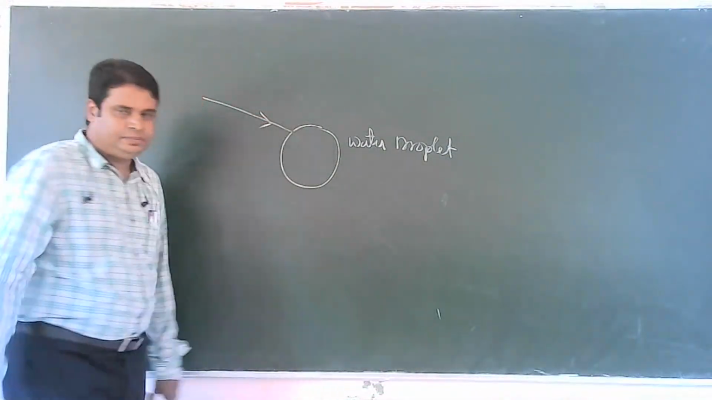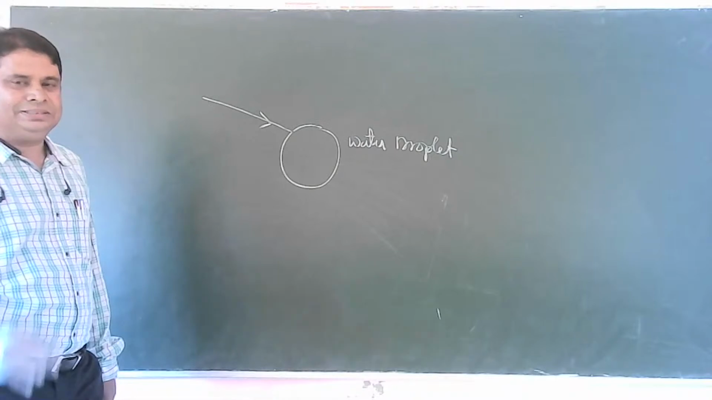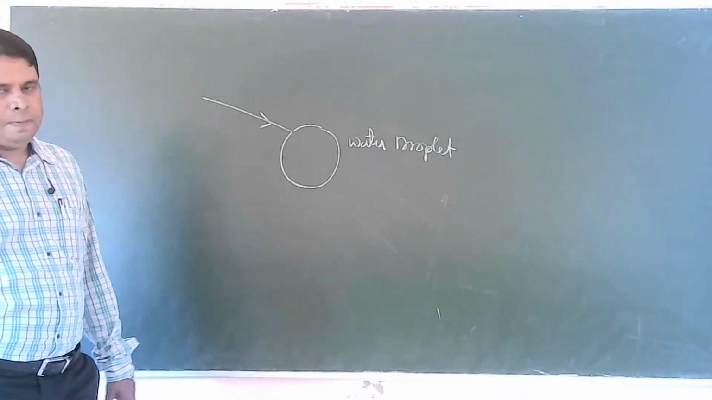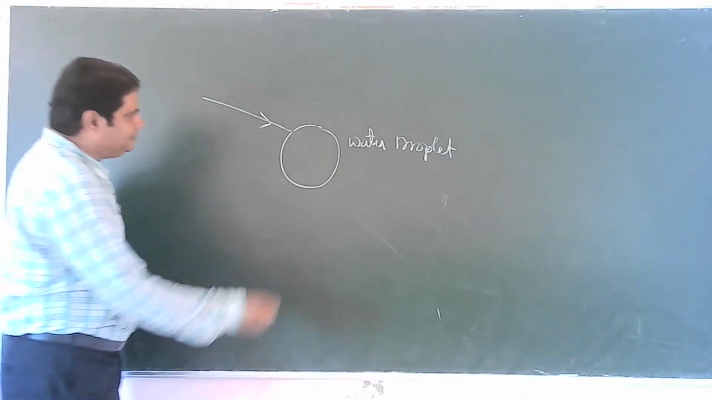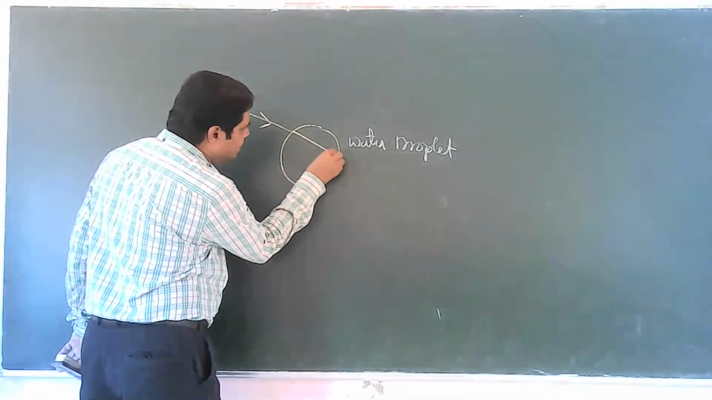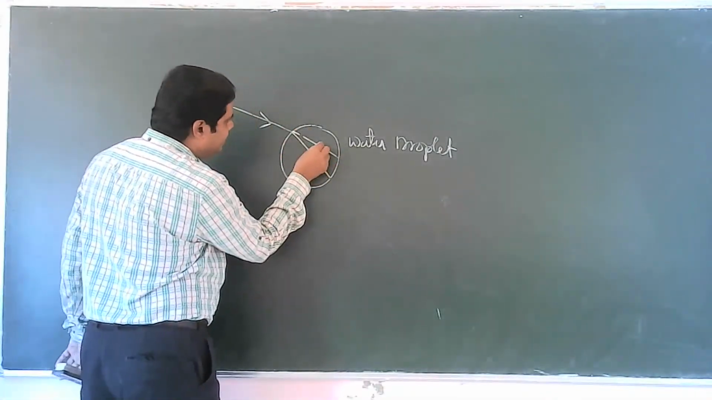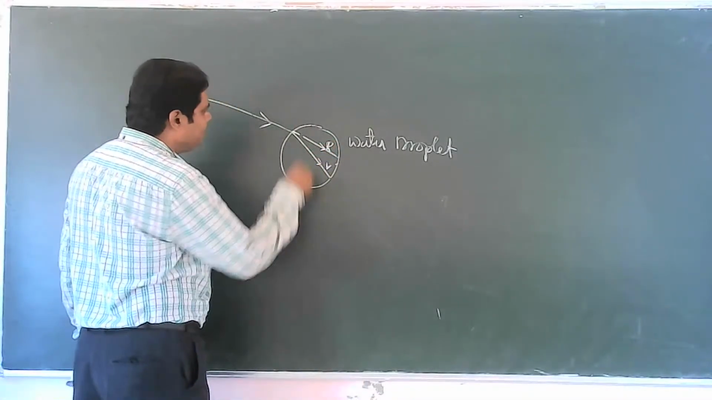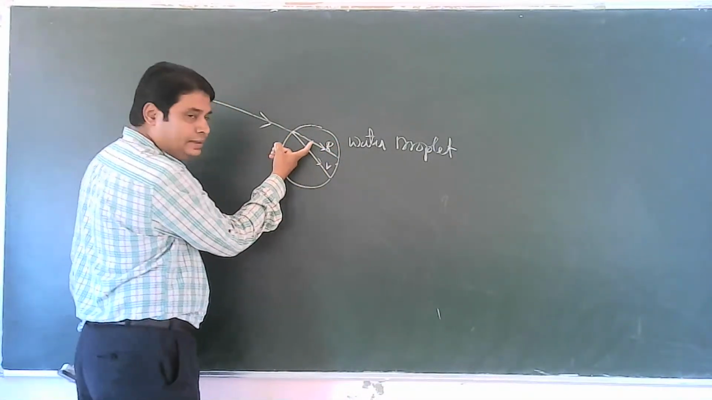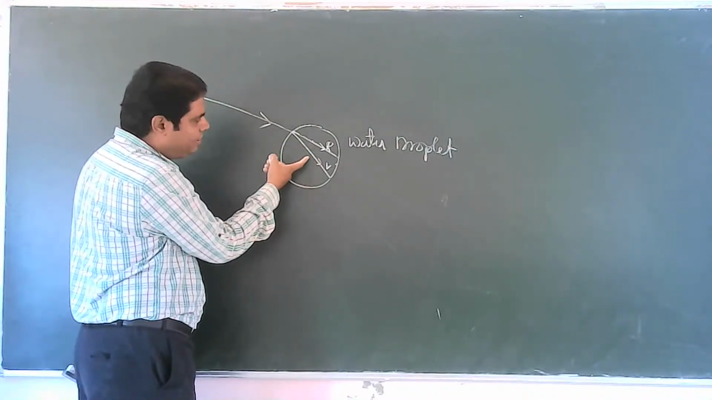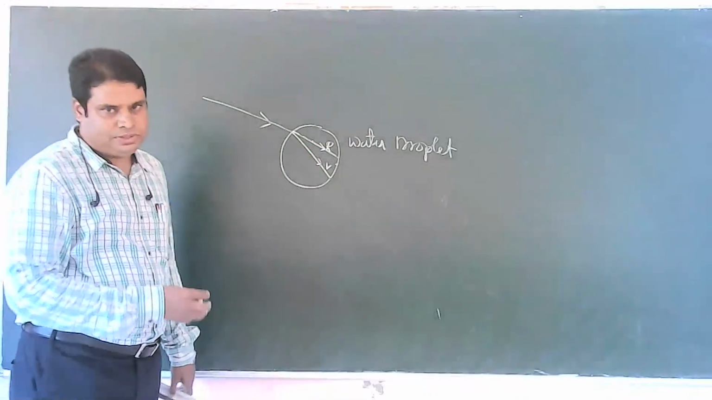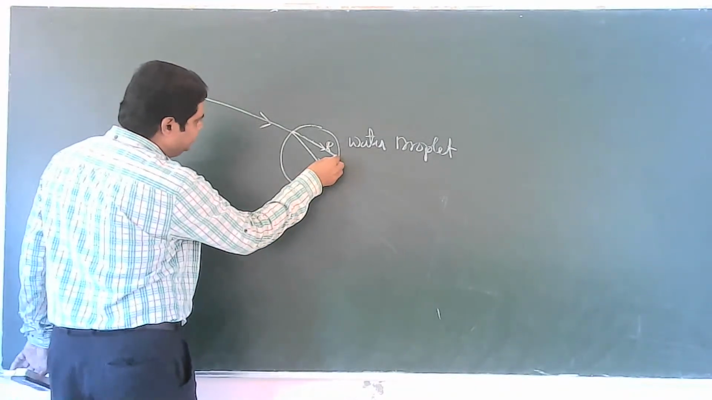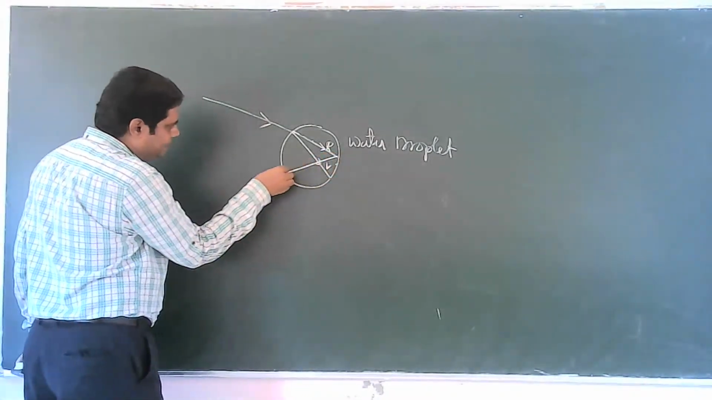When sunlight enters this water droplet, dispersion of light takes place. Say this is red, this is violet. Why? Red is bent diagonally, violet is deviated to the opposite side.